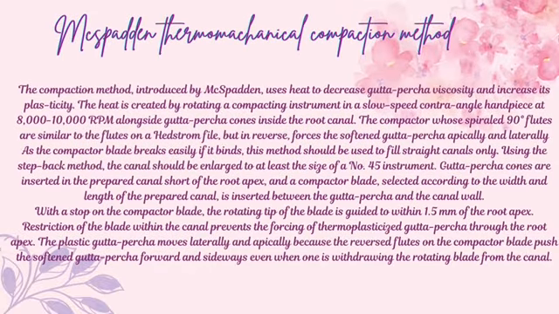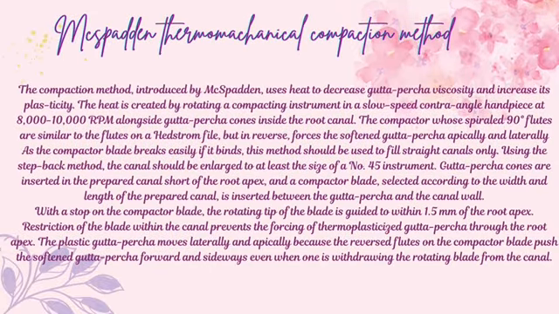McSpadden thermomechanical compaction method. The compaction method by McSpadden uses heat to decrease the gutta percha viscosity and increase its plasticity. The heat is created by rotating a compacting instrument in a slow speed contra-angle handpiece at 8000 to 10,000 rpm alongside a gutta percha cone inside the root canal. The compactor, whose spiral flutes are similar to flutes on a Hedstrom file but in reverse, forces the softened gutta percha apically and laterally.